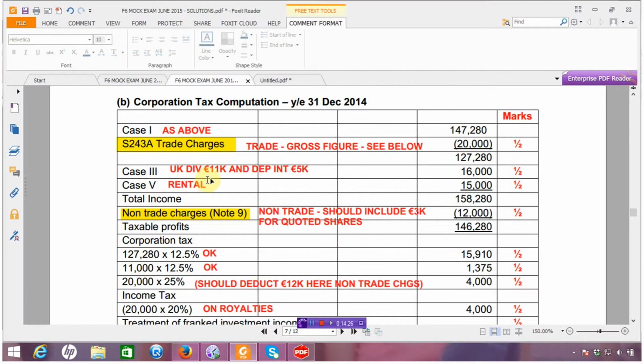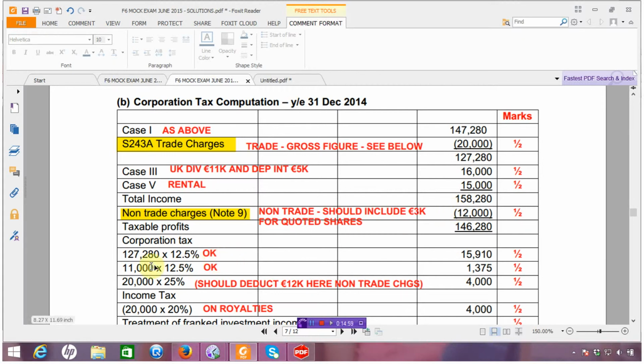In terms of this figure here, we have the UK dividend interest of 11 and the deposit interest giving us the 16, and indeed the rental income, which I believe is detailed lower down. In terms of the non-trade charges, I think that this should actually include the 3,000 for the quoted shares rather than being 15. And the other point here is that this figure, which should have been 15, would be deducted from non-trade income in effect.